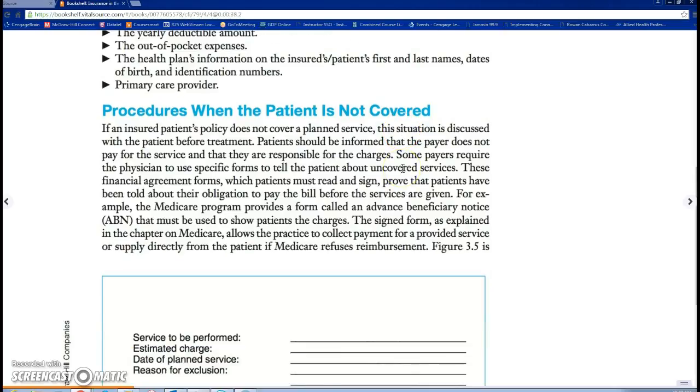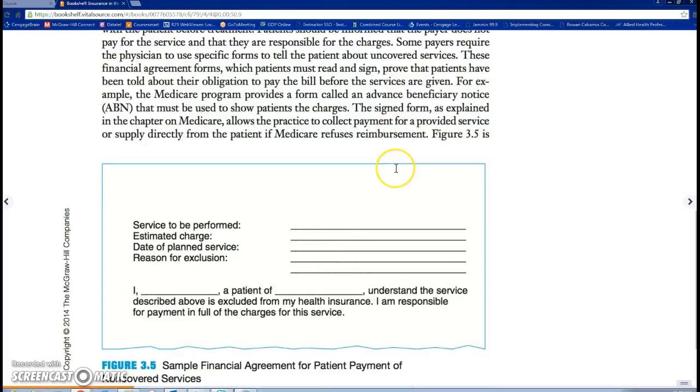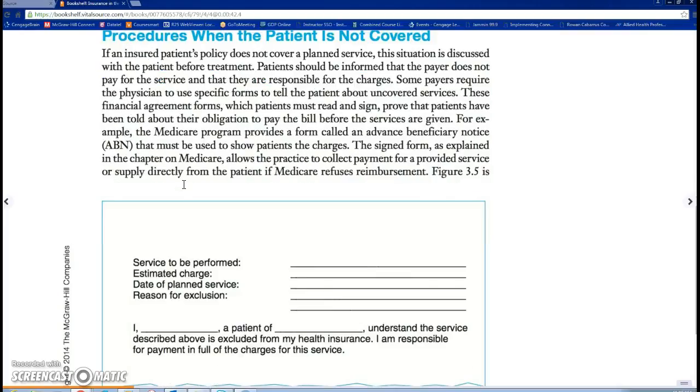If the patient is not covered, we do need to let the patients know this, and there's a statement they have to sign, especially for Medicare. It's called an ABN, Advance Beneficiary Notice, and that lets them know that these are the charges for this visit. It is not covered by Medicare, and you are going to be responsible for it, and they have to sign that. And they do that for all the insurances because they want to make sure that the patients are aware of what they're going to owe, because most of that they're going to try to collect right up front.